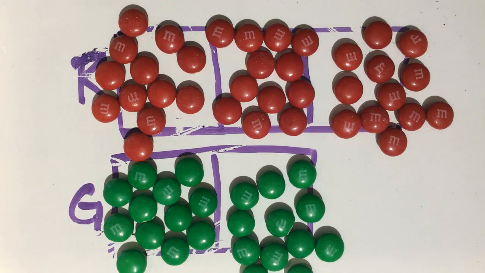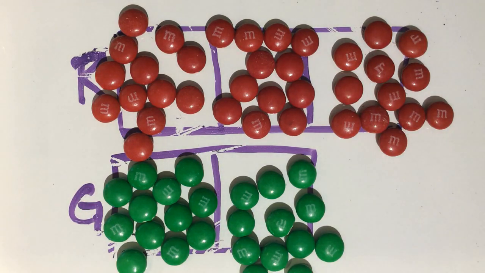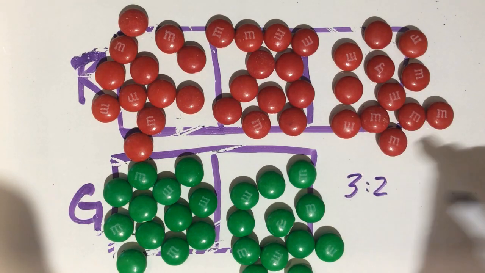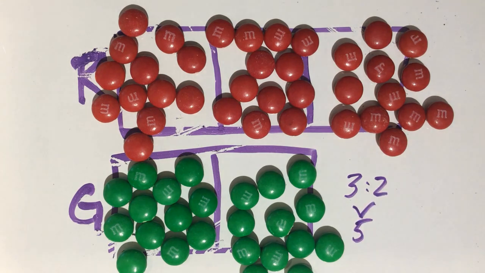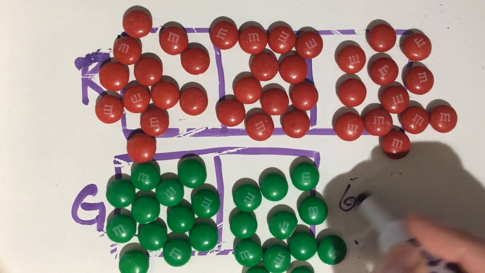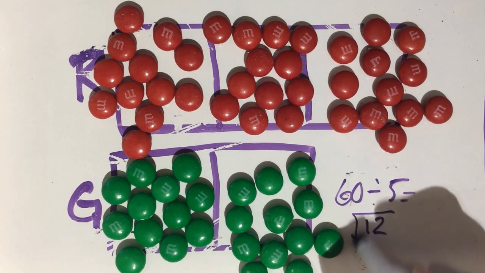So essentially what we've done in this tape diagram is we took our 60 M&Ms and we split them into how many parts? 5. And we get those 5 parts because if our ratio is 3 to 2, we can add those together and we know that we have 5 parts. We have 3 parts red, we have 2 parts green. So we took our 60 M&Ms and we divided it into our 5 parts, and that tells us how many are in each part? 12.